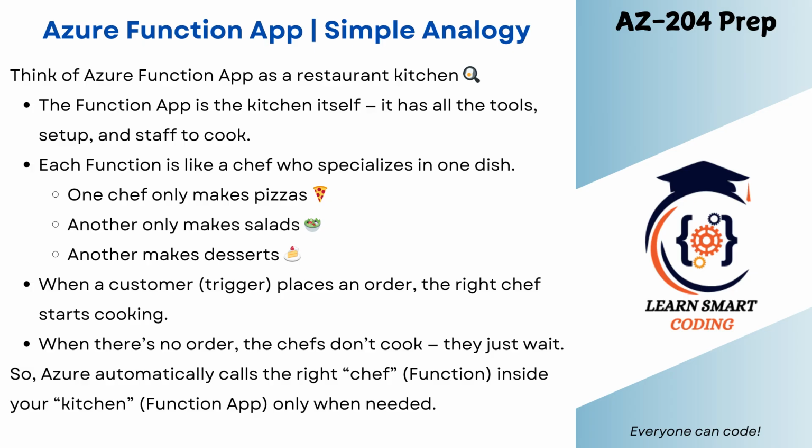When a customer, which is a trigger, an event that we will be talking about, places an order, the right chef starts cooking. For example, a customer comes and orders a pizza, so the chef who specializes in pizza kicks in and starts making pizza. When there is no order, the chefs don't cook, they just wait. So Azure automatically calls the right chef, which is the function, inside your kitchen, which is your function app, only when it is needed.